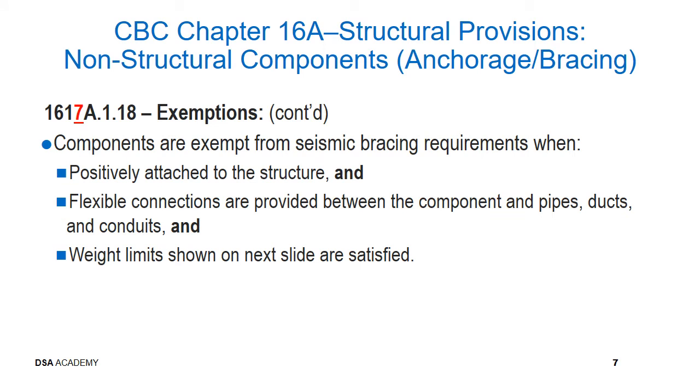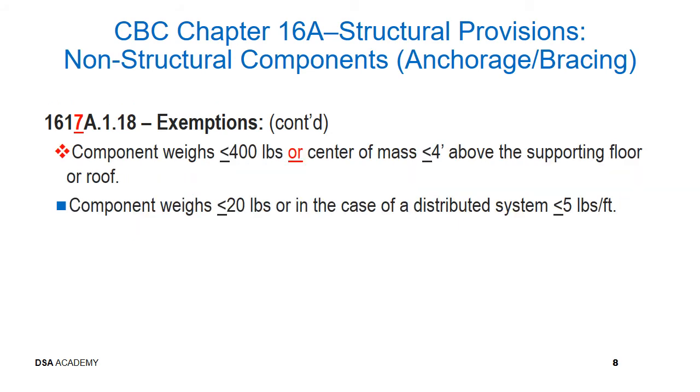The third exemption from seismic bracing and anchorage is when the component is positively attached to the structure and flexible connections are provided between the component and pipes, ducts, and conduits, and the weight limits shown on the next slide are satisfied. Weight limits: component weight less than 400 pounds or center of mass less than 4 feet above supporting floor or roof. Component weight less than 20 pounds or, in the case of a distributed system, 5 pounds per linear foot.